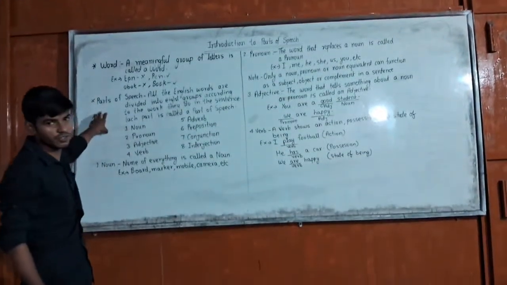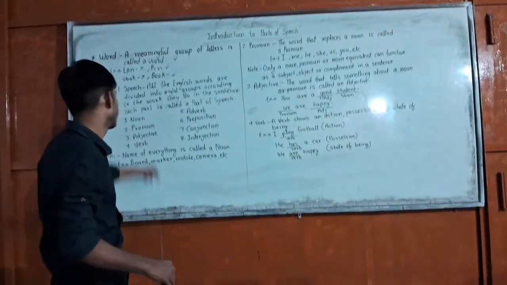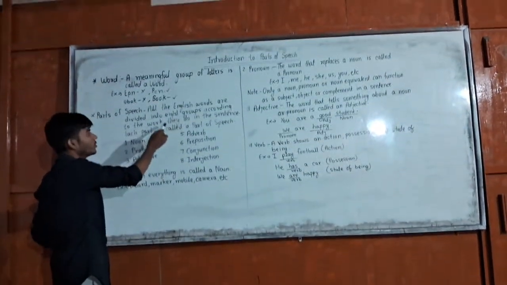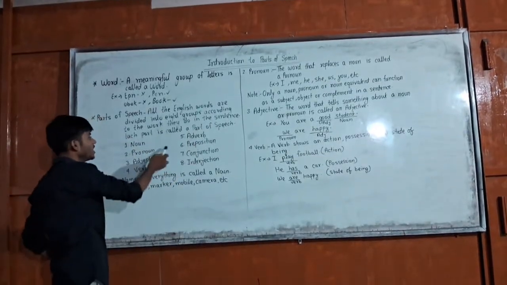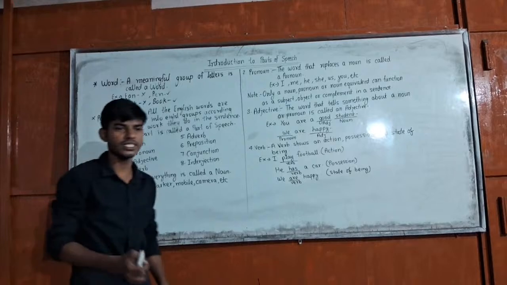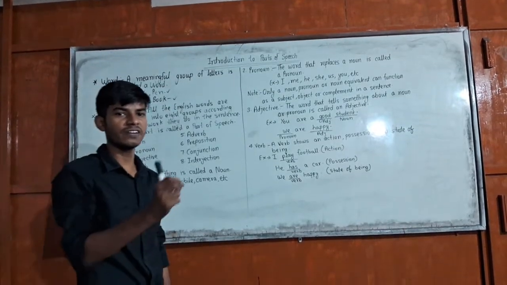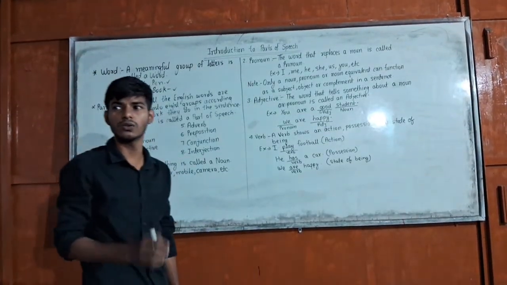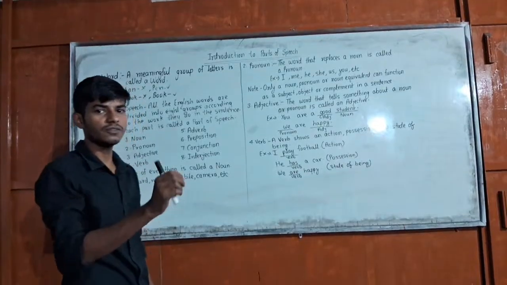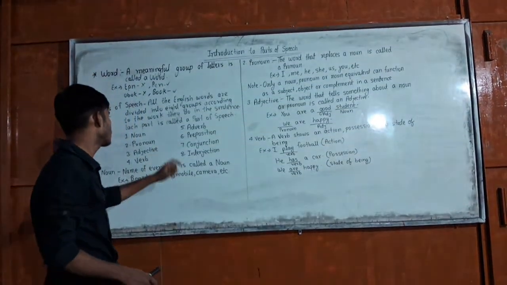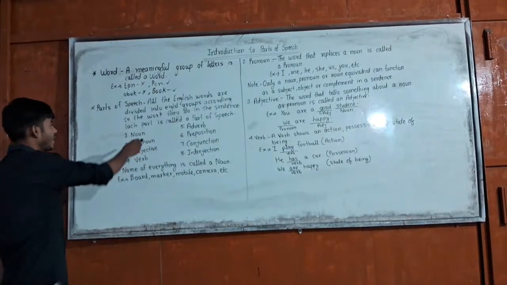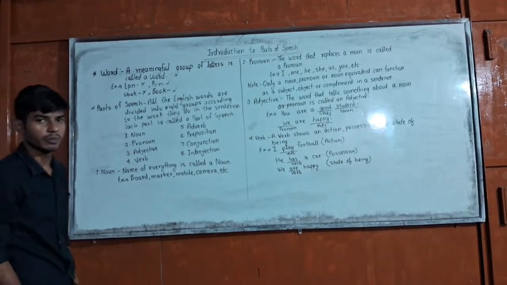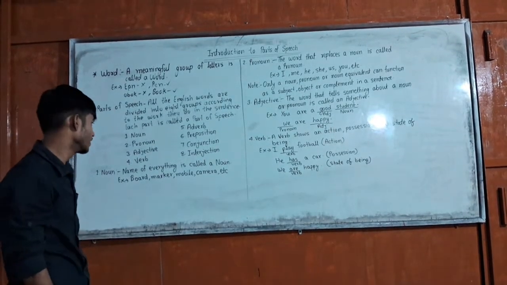Now coming to parts of speech. All the English words are divided into 8 groups according to the way they function in the sentence. Each group is called a part of speech. It means every word has a different function, a different role in a sentence, and according to their function, according to their role, we divide them into parts of speech. Those 8 types are noun, pronoun, adjective, verb, adverb, preposition, conjunction, interjection.